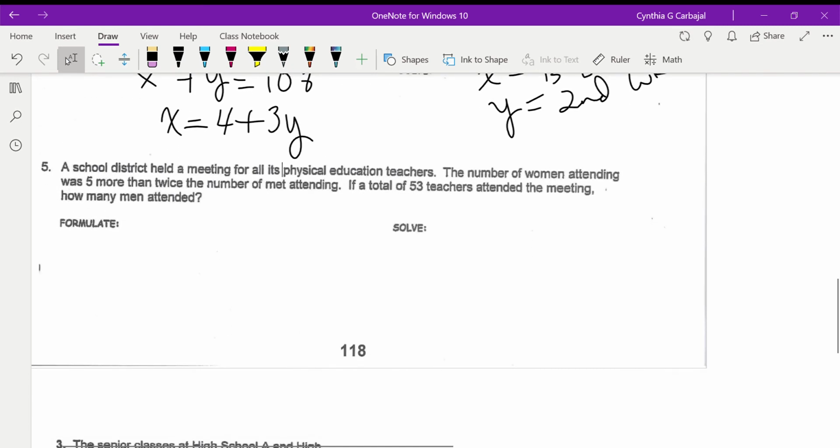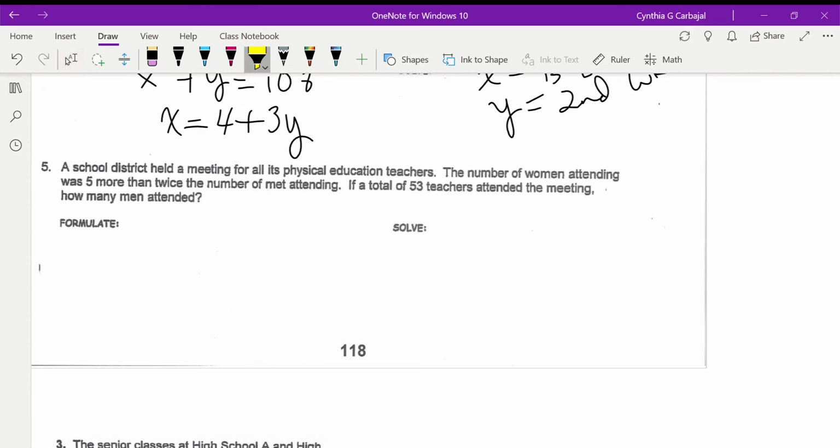Let's go to number 5. It says the school district held a meeting for all its physical education teachers. The number of women attending was 5 more than twice the number of men attending. If a total of 53 teachers attended the meeting, how many men attended?